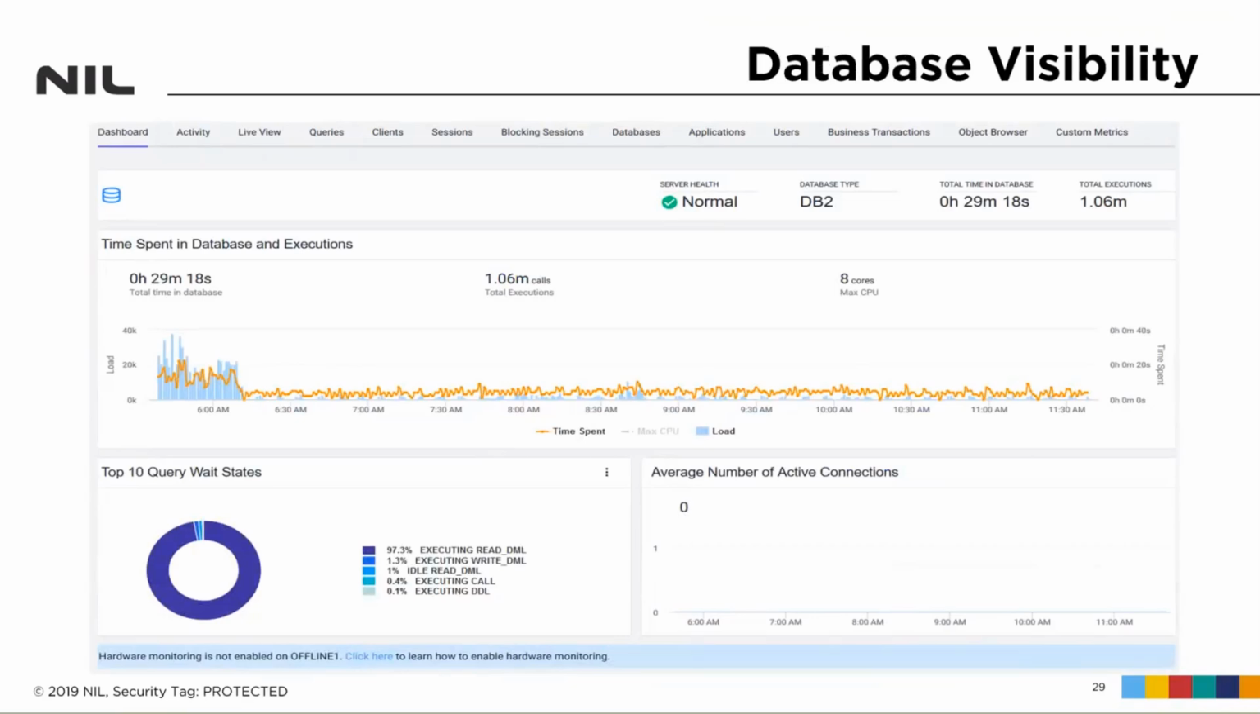Database visibility shows time spent in the database, top 10 queries, blocking sessions, live view queries, and many others. And I think I know what you are thinking about. It looks like many other IT tools which show standard metrics in a different way. Indeed, those two screens are examples of standard metrics which AppDynamics collects from different platforms and technologies, but providing you with a single pane of glass, giving you visibility across everything. And this is not the main goal of AppDynamics, by the way. Infrastructure monitoring is just a small part of its capabilities.